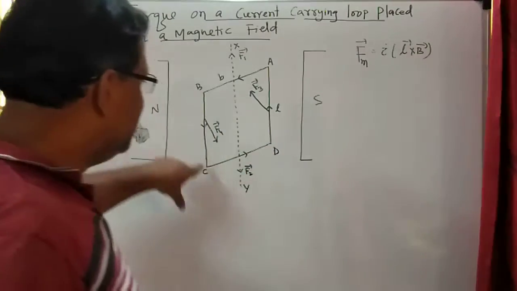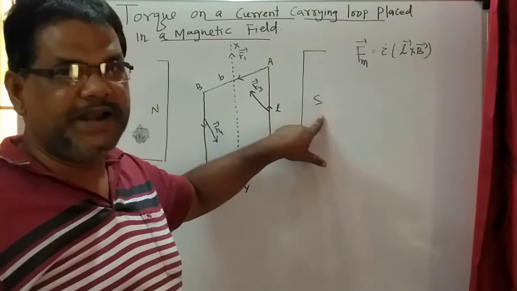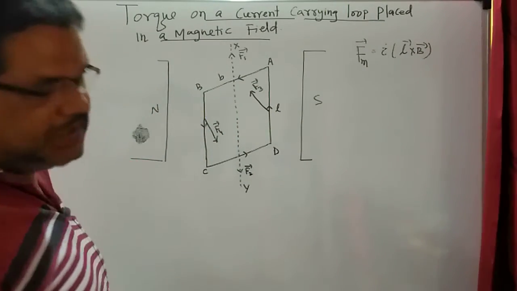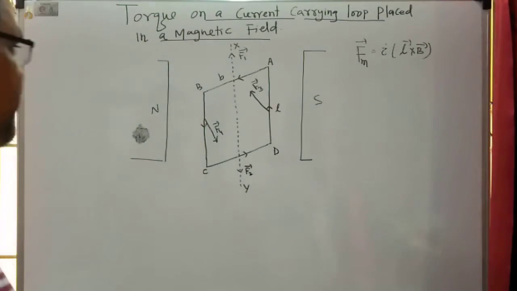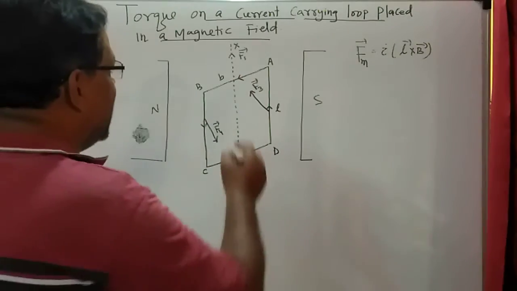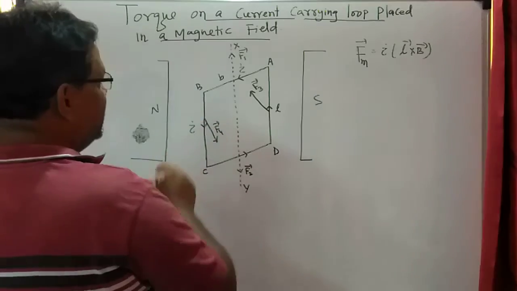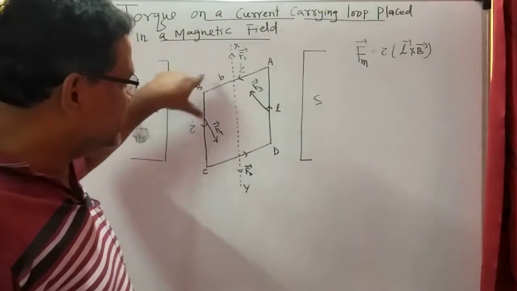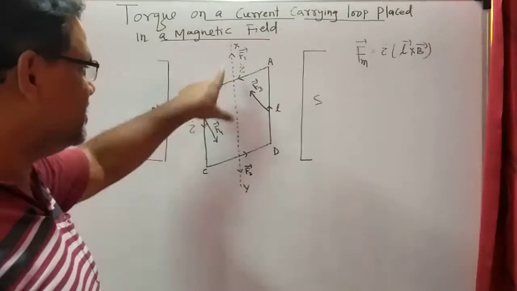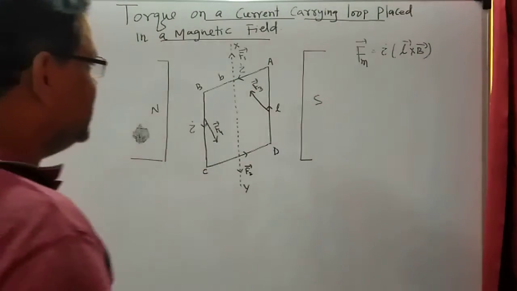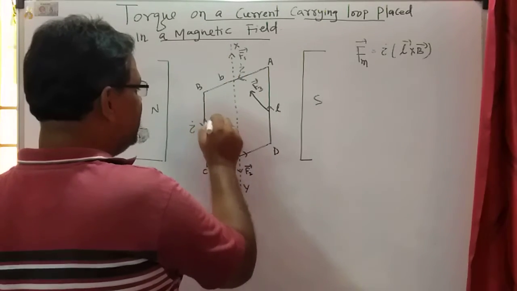ABCD is the rectangular loop, and the north and south poles are providing the uniform magnetic field. Within the uniform magnetic field, the rectangular loop is placed, which carries current I. Current I flows through it. So what will happen here now? The rectangular loop is a combination of four conductors. AD is a conductor and the current is flowing in the anti-clockwise direction.